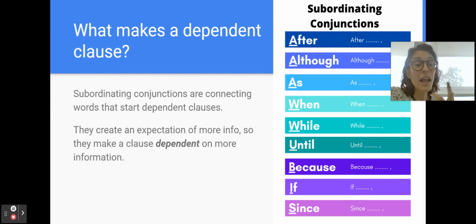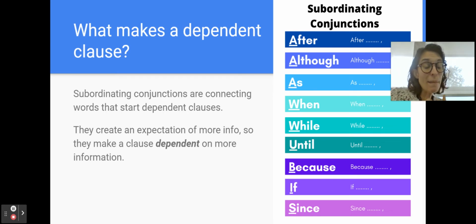So things like after the play, right? What about it? Although he is my friend. So if we just said he is my friend, that's an independent clause. But if I say, although he is my friend, you're going to lean in and think, ooh, she's going to say something petty. I can hear it coming. Although he is my friend, he annoys me sometimes.